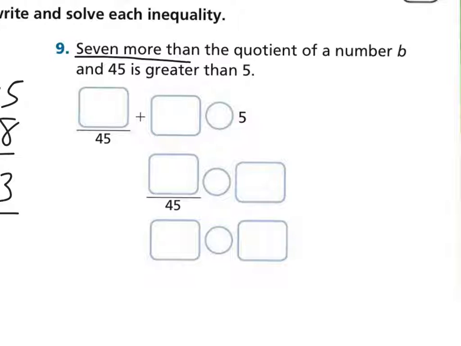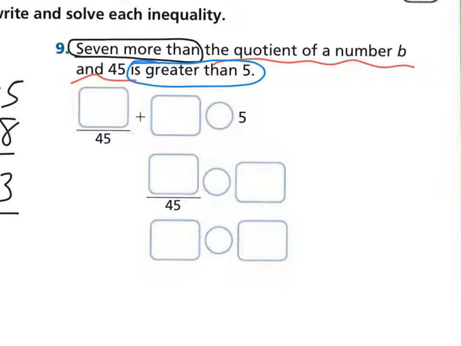So number 9, 7 more than the quotient of a number b and 45 is greater than 5. So once again, if we just ignore the boxes, think about how you would do this without the boxes being there. I'm going to start with the part with the variable, the quotient of a number b and 45. So we've talked about before a way to help you remember that. You can think about DQ, division, quotient. So the quotient of b and 45 means those are being divided. And normally we'll just write that as a fraction.